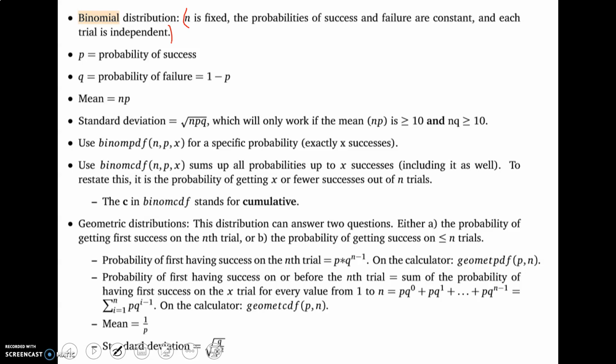So success is not always positive, failure is not always negative, and so forth. We use Q, but Q is basically 1 minus P. So when you know P, you automatically know probability of failure because there are only 2 outcomes, and then they have to add up to 100%, which is 1.